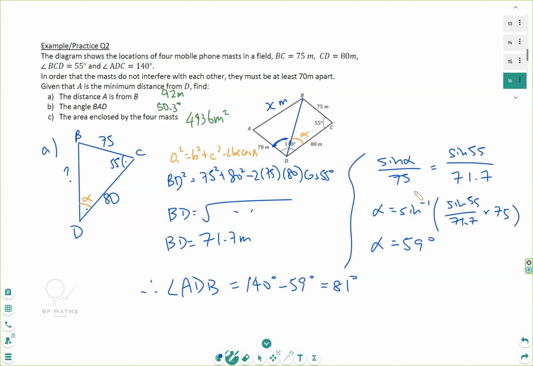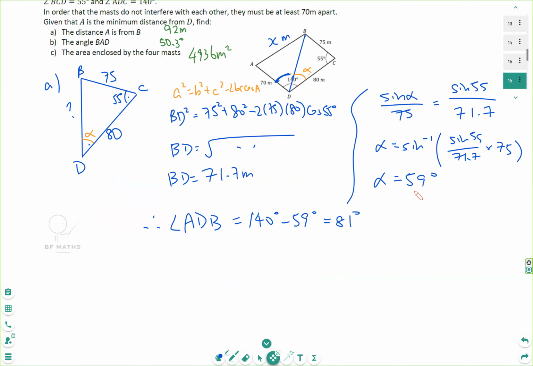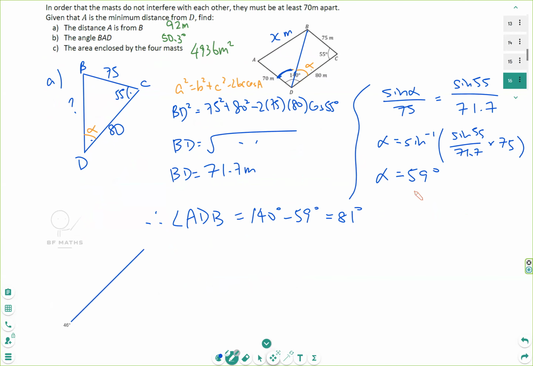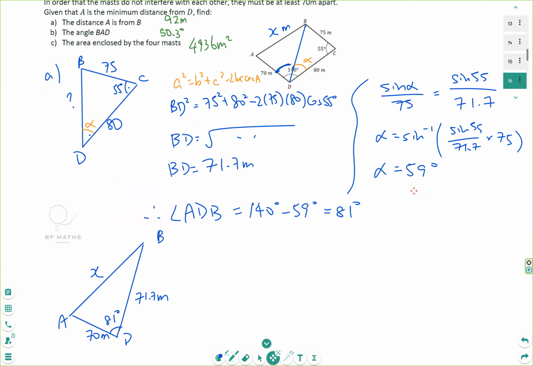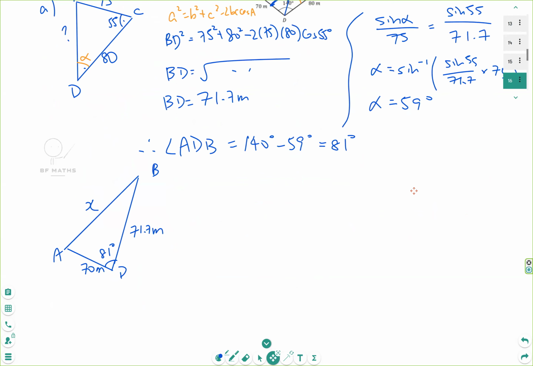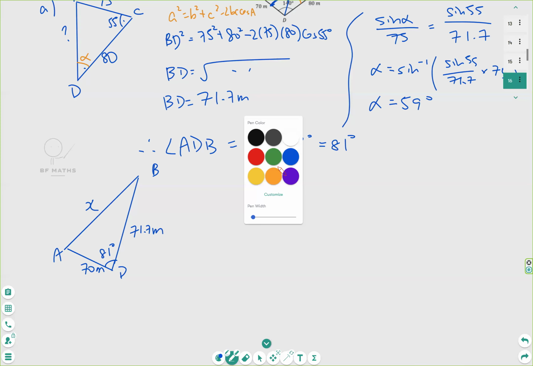If I want to work out the length of AB, let me draw triangle ABD out. ABD, like that. I know AB is X. I know this angle here is 81 degrees. I know this is 70 meters, and I know this is 71.7 meters. So three lengths and an angle: cosine rule.